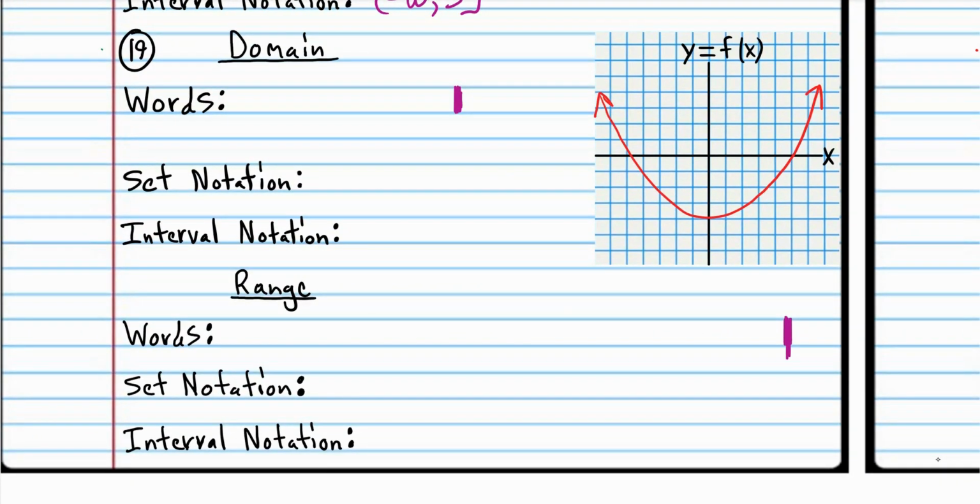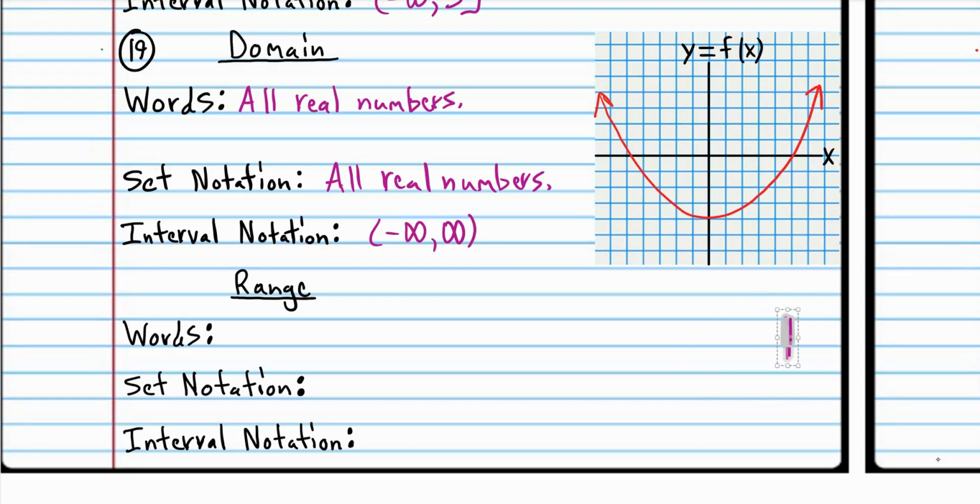So notice that the graph goes forever to the left and forever to the right. That's what those arrows mean. So the domain is all real numbers. And in that special situation, we write set notation in words. And in interval notation, of course, we have -infinity, comma, infinity with parentheses.